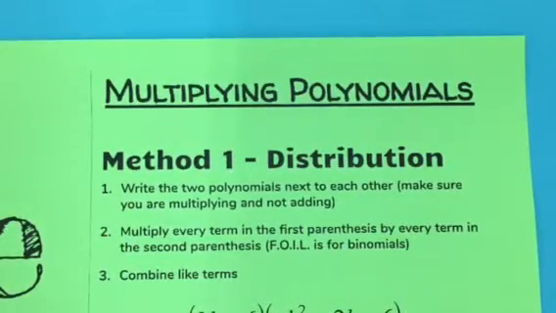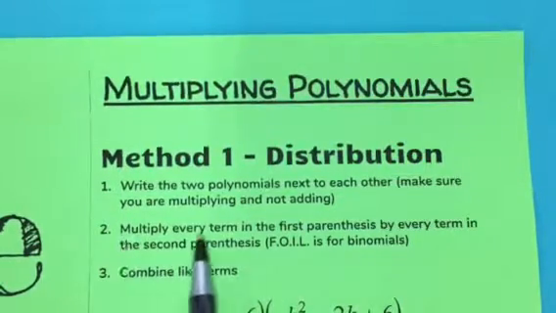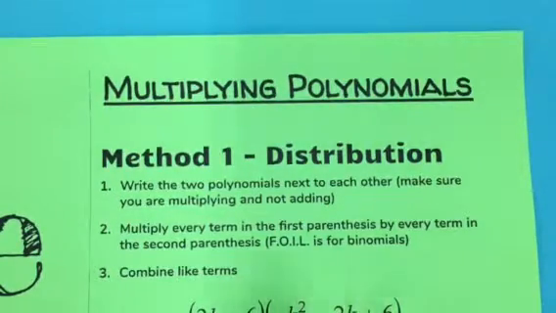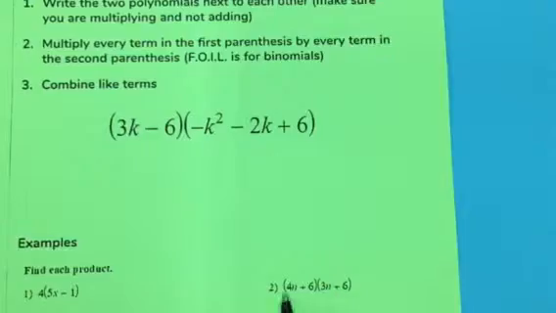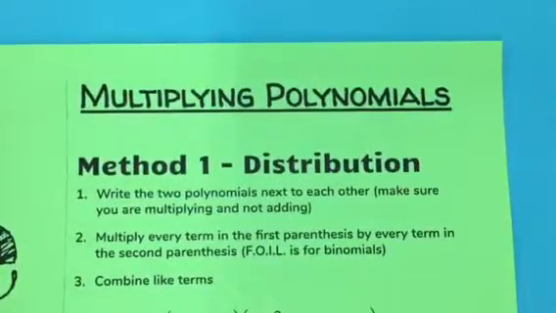Basically, all you do is you write the polynomials next to each other. Make sure that you multiply and not add. Multiply every term in the first parentheses by every term in the second parentheses. So I got a binomial and a trinomial. If you've ever used FOIL, that's what you would use for 2 binomials like this. And then all you have to do is combine like terms when you're done.